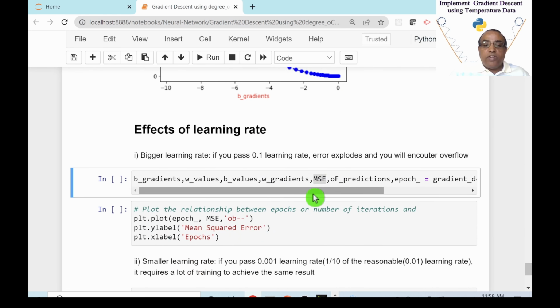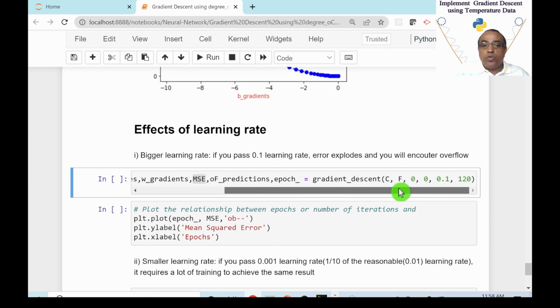Let's see about the effect of learning rate. What happens if you use a bigger learning rate? In the first case, if you remember, we used 0.01. What happens if you use a 0.1 learning rate? Let's pass these parameters: degree Celsius, degree Fahrenheit, these are weight W1 and B, this is the learning rate, these are the number of iterations. So here we change the learning rate from 0.01 to 0.1.